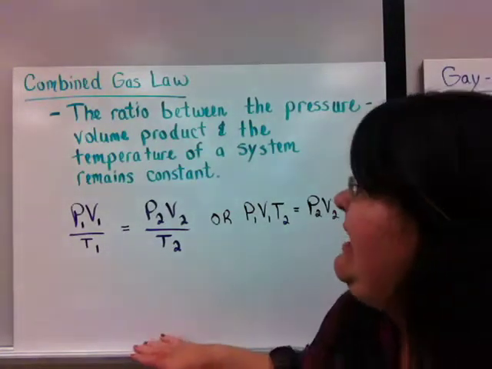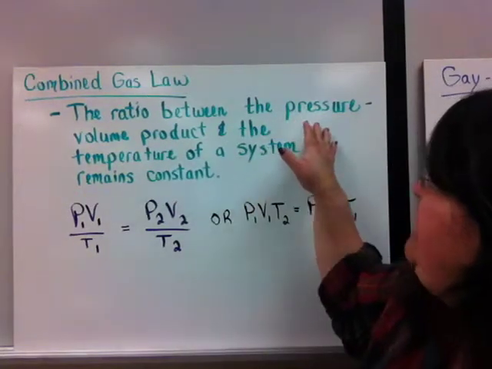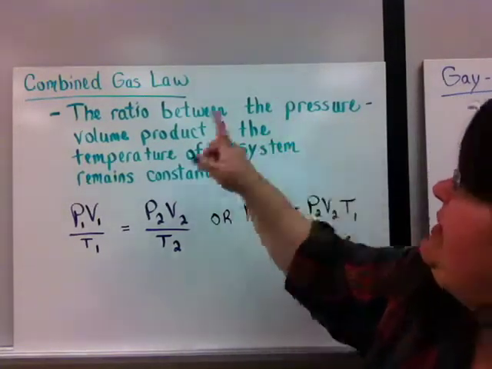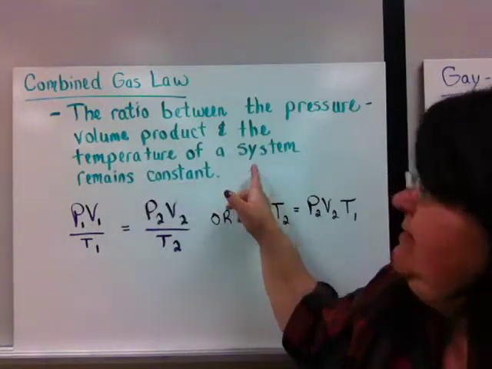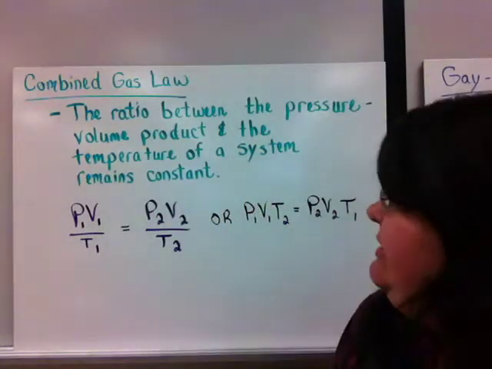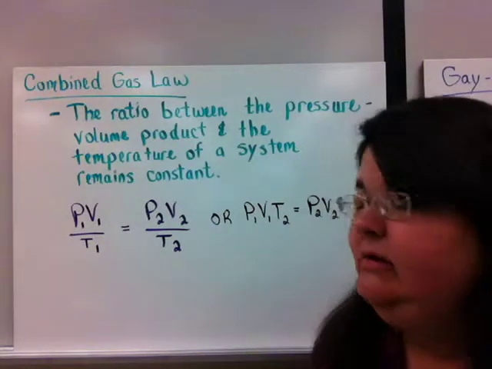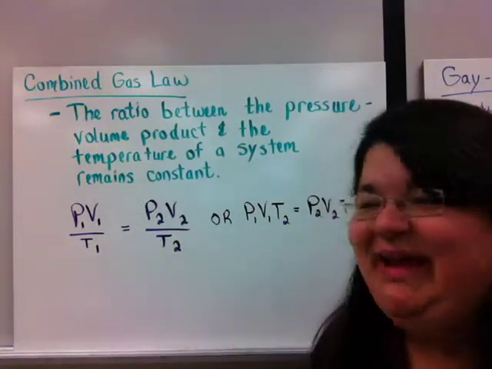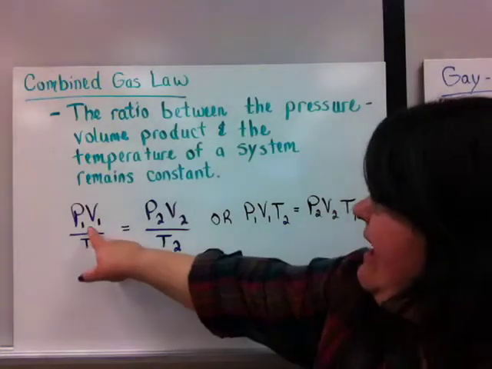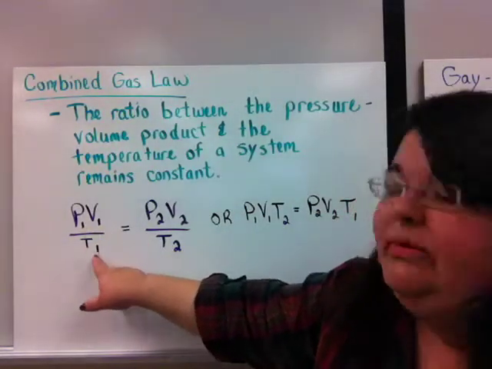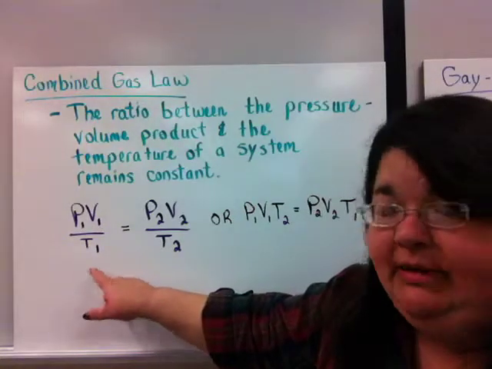The combined gas law states that there is a ratio between the pressure-volume product and the temperature of a system. If two things remain constant, then the other thing will change. So we're going to have P1V1 over T1.